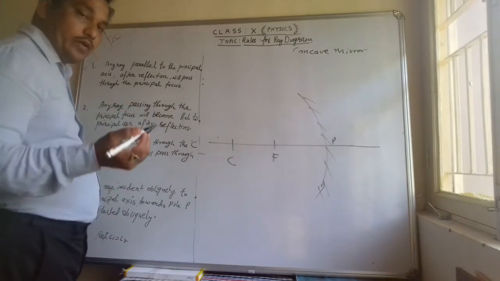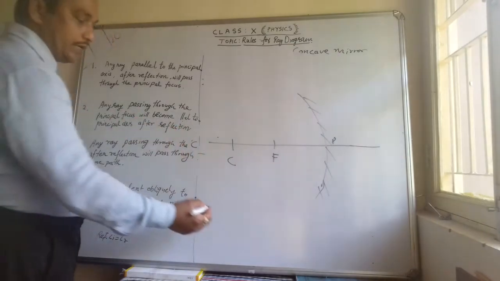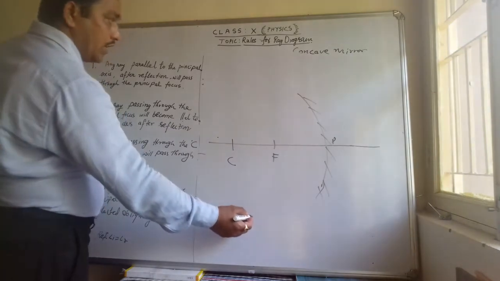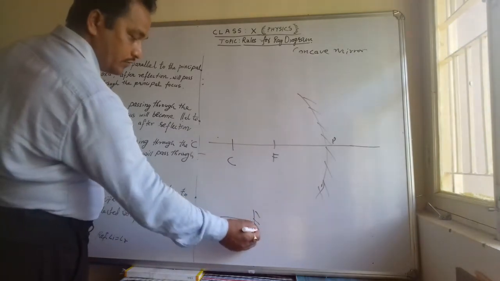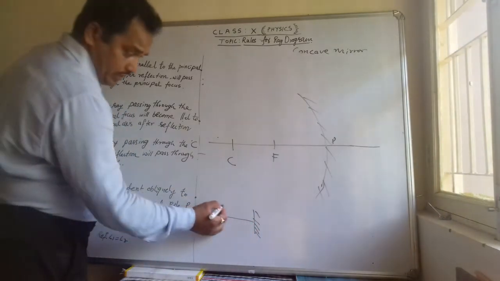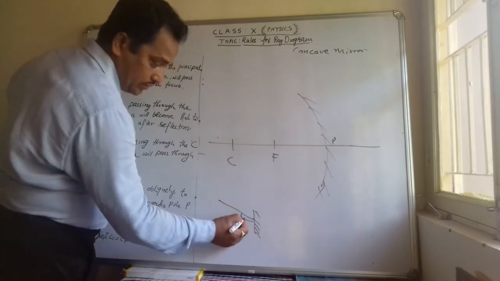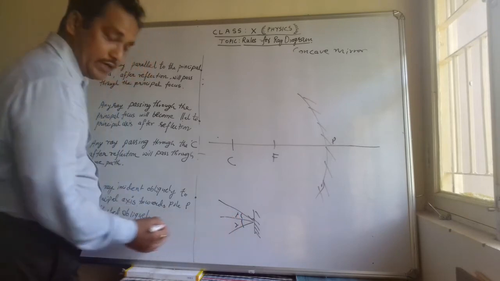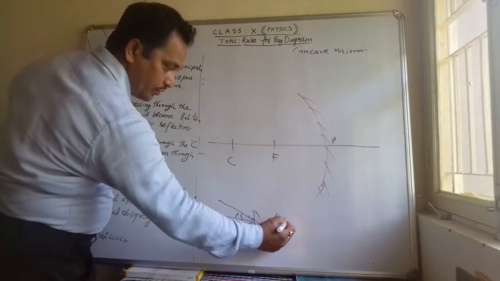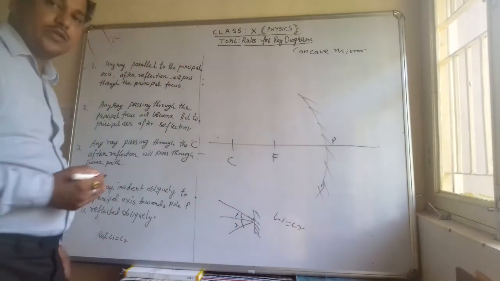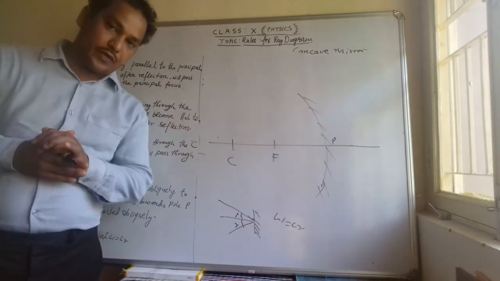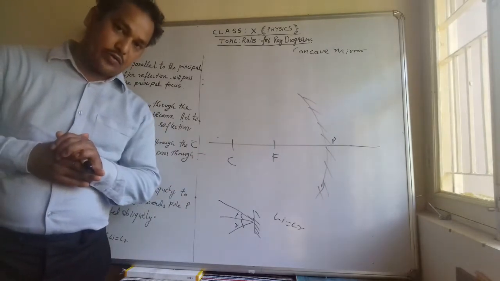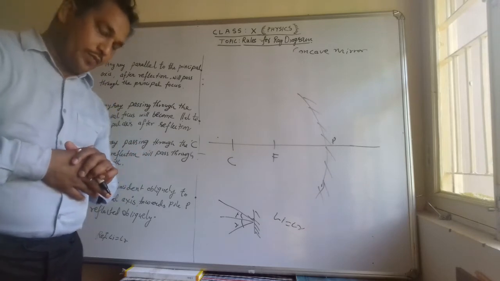As you are aware, in the law of reflection of light, angle I is equal to angle R. Like this is the surface of a plane mirror, and you are aware that this is the incident ray, incident angle, reflected angle. Angle I is equal to angle R, as the law of reflection of light is applicable to every type of surface, regular or irregular, or a spherical mirror also.